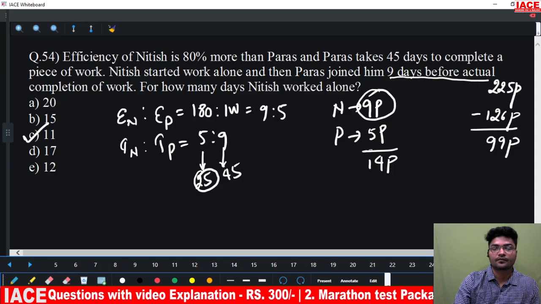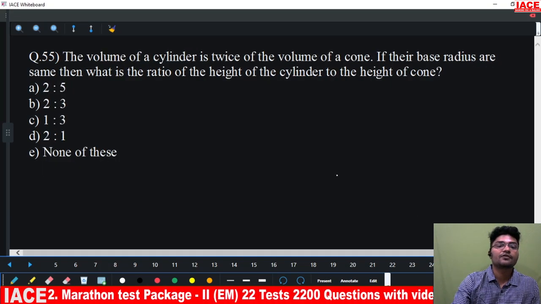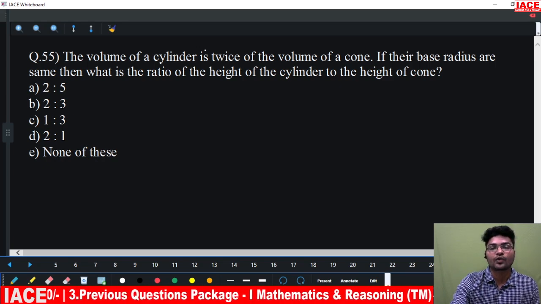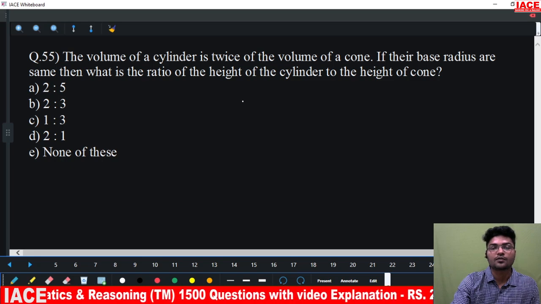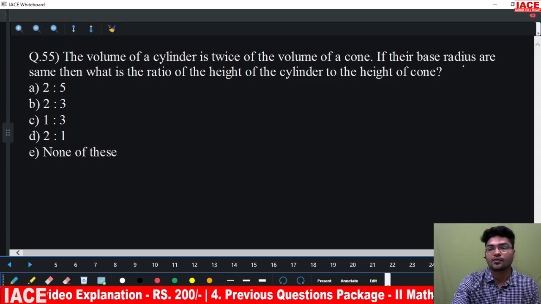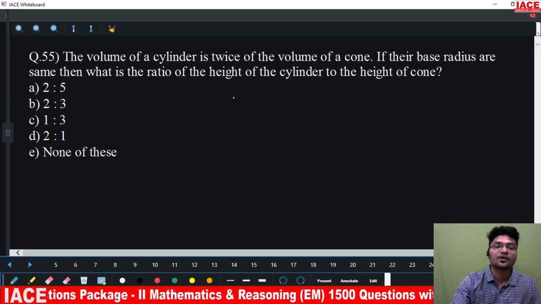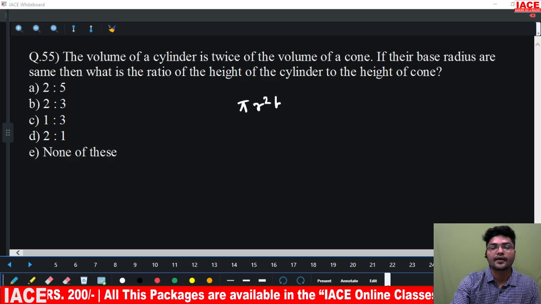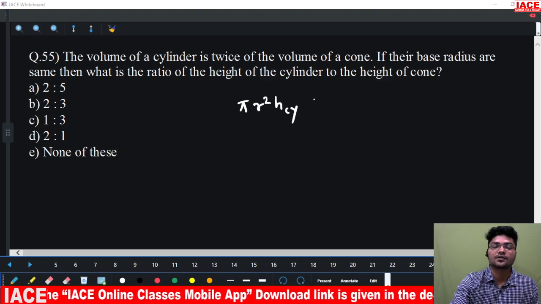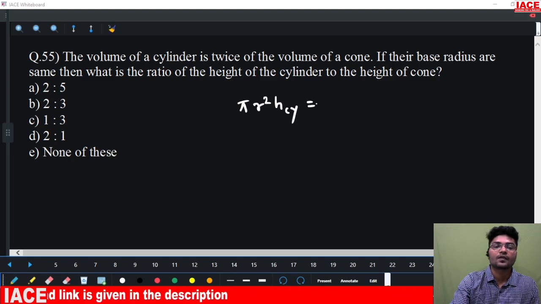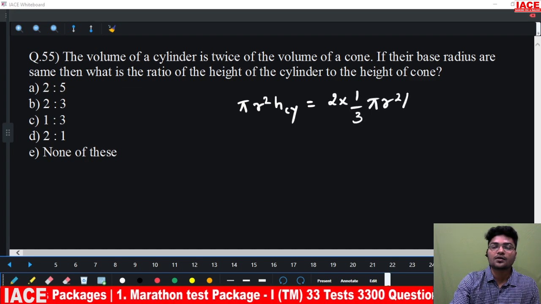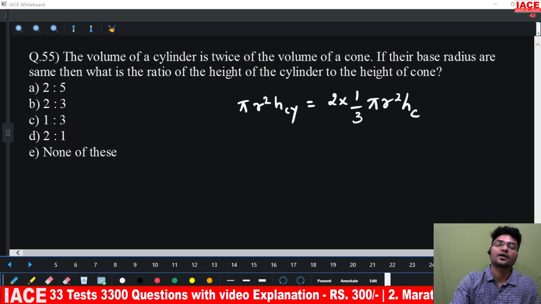Next, question number 55. The volume of a cylinder is twice the volume of a cone, and the base radius are same. What is volume of cylinder? Pi r square h, let this be cylinder, is equal to 2 into volume of cone, 1 by 3 pi r square h, let this be c, height of cone.